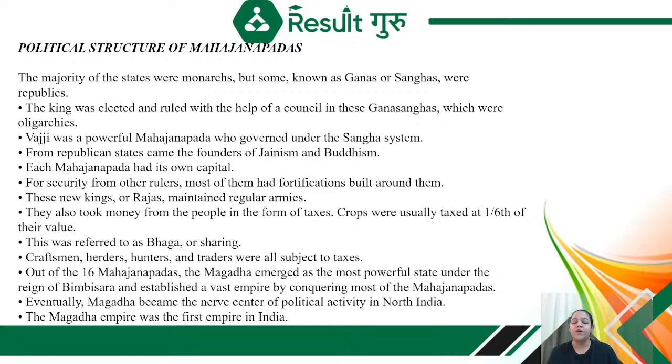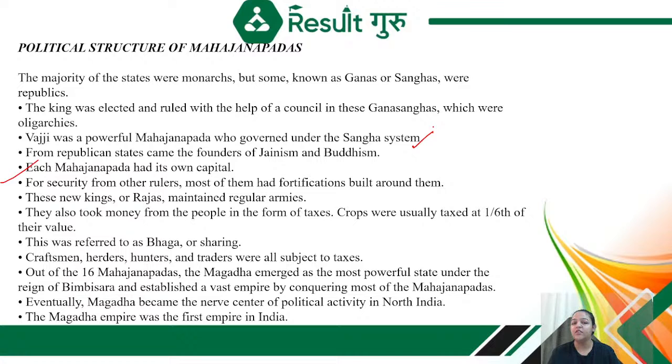Now, Vajji was a powerful Mahajanapada, which was ruled by the sangha system. So till here, you're already very much aware, guys. So I don't think I need to explain. I hope you guys have understood till here. Okay. So till here, I hope everyone is clear. Now, from Republican states came the founders of Jainism and Buddhism. Each Mahajanapada had its own capital.